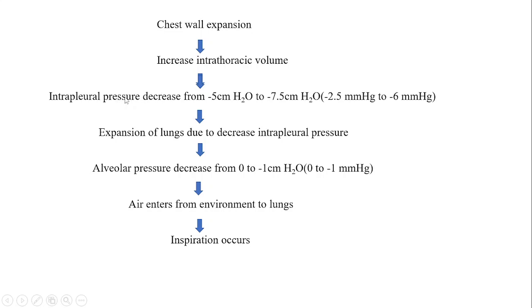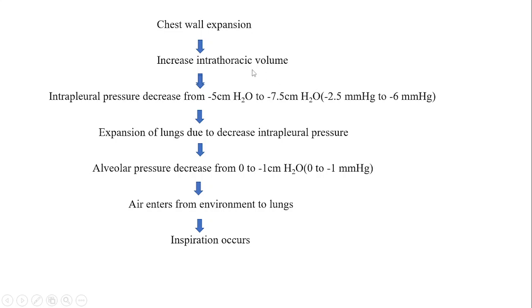Whenever the space is increased, the pressure will automatically decrease, and the interpleural pressure, that means the pressure present between the two layers of pleura. We all know from our anatomy that we have two layers of pleura. One is called the visceral pleura, that is closely attached to the alveoli, and another is attached to the inner surface of the chest cavity, that is called the parietal pleura. In between the parietal and visceral pleura the space is called the interpleural space, and the pressure in this space is called interpleural pressure. Normally the interpleural pressure is minus 5 centimeter of water or minus 2.5 millimeter of mercury.